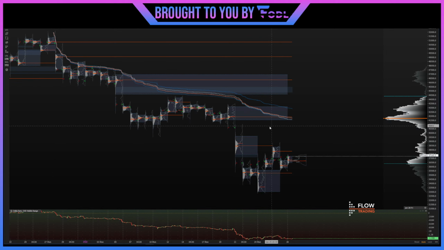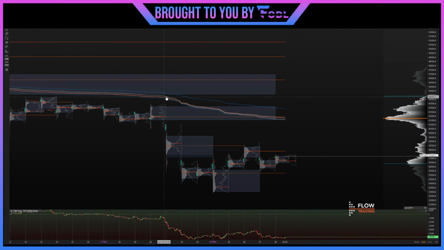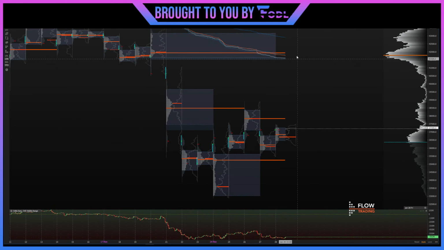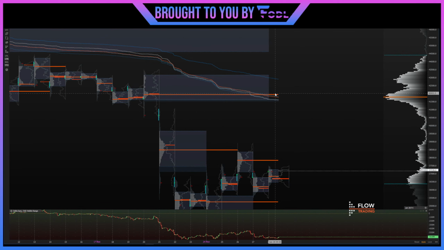Okay, I've anchored a VWAP there, and you can see that the price has been respecting it, and it's been basically under it ever since. Where that is right now is around the $42,000 level. There is also a naked point of control in that area. Okay, so it's an anomaly, and there's also the monthly point of control.